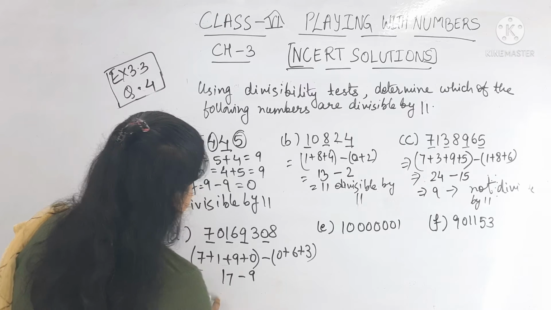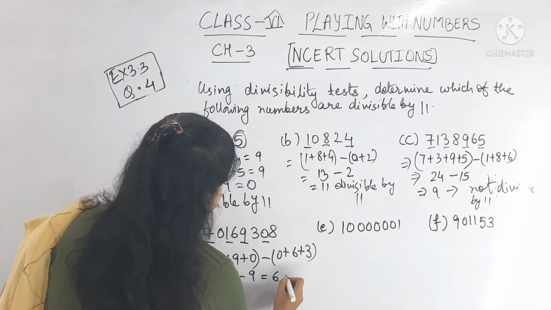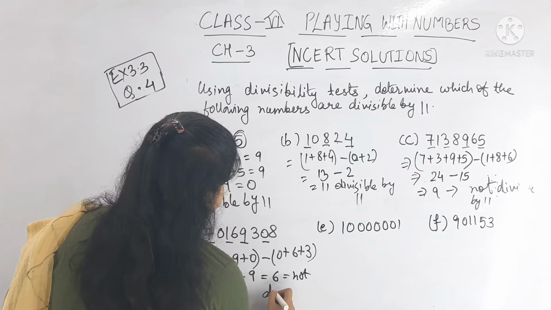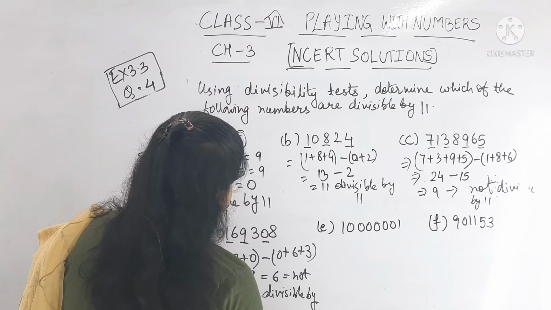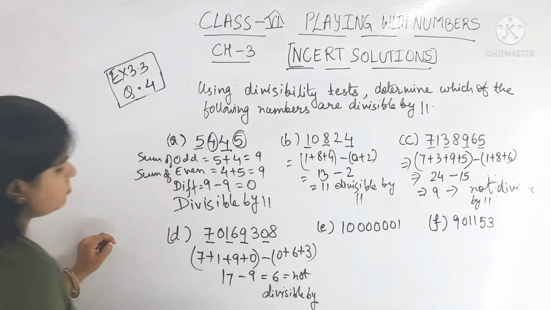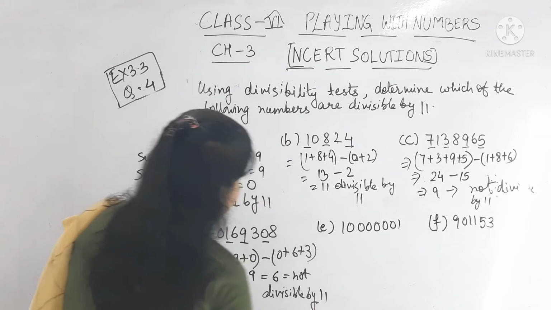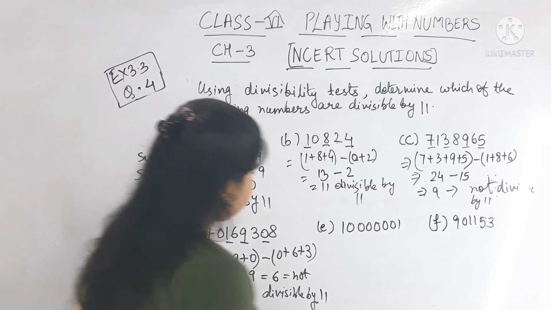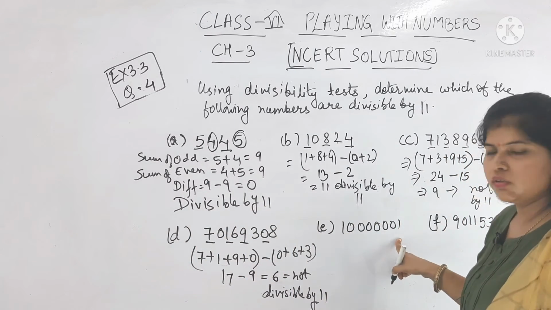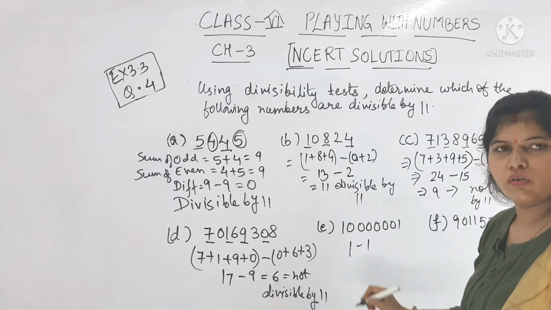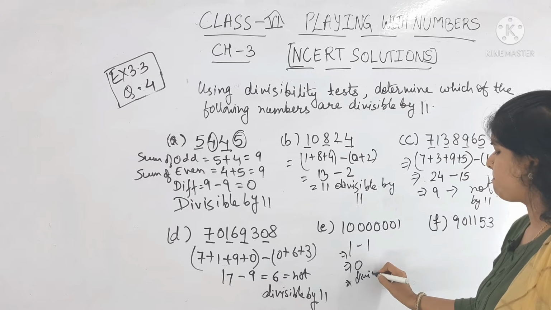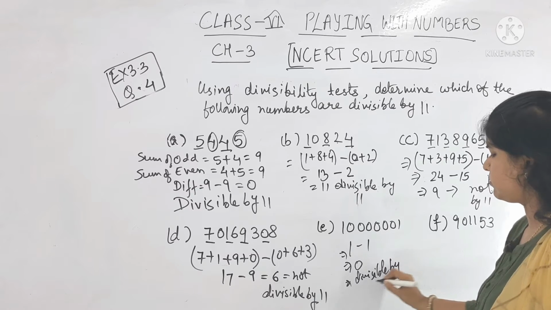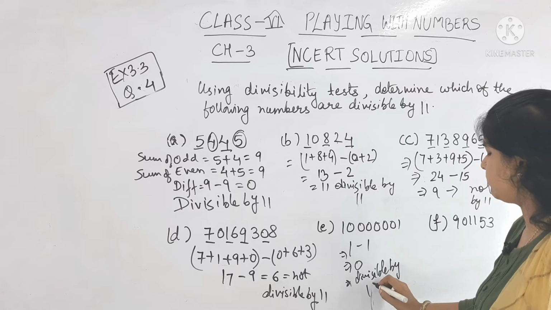So I will get here 6. That is not divisible by 11. Okay, here you can see all are 0, so I can write 1 minus 1. That is 0, means divisible by 11. This is divisible by 11.